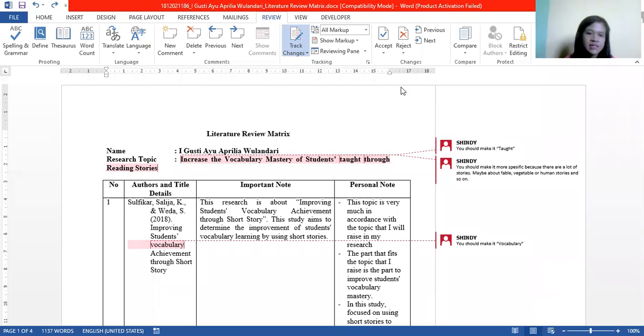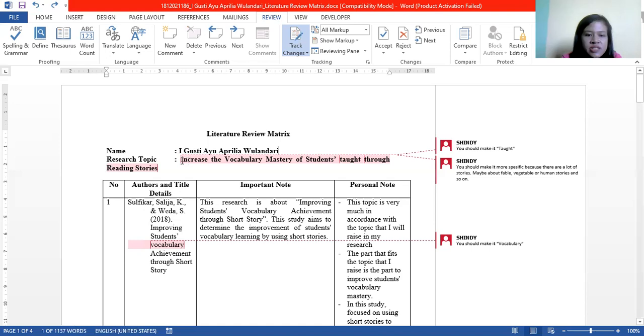Here is the analysis for your literature review matrix, research problem, and also research question. The first one is about the research topic. Maybe you forgot to make it capital. For your T letter, you must make it capital.